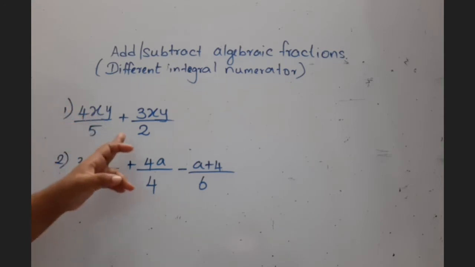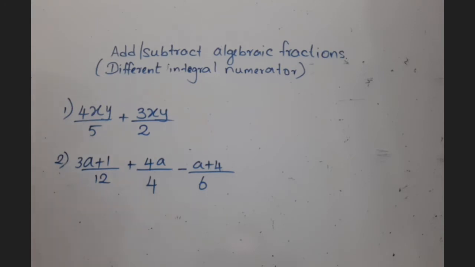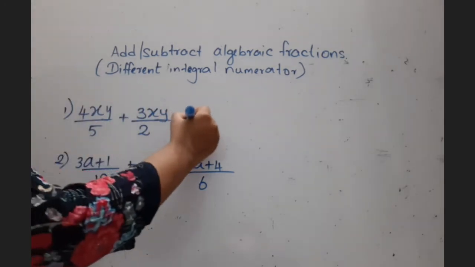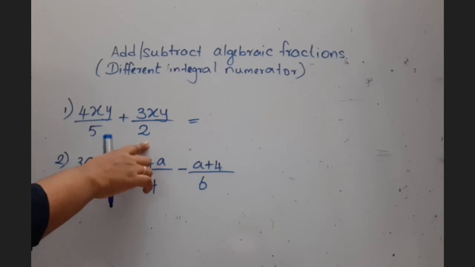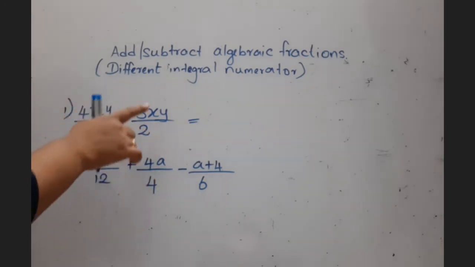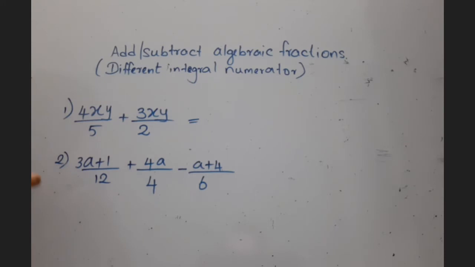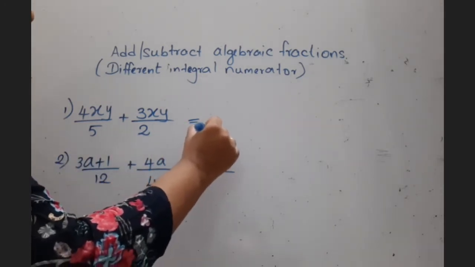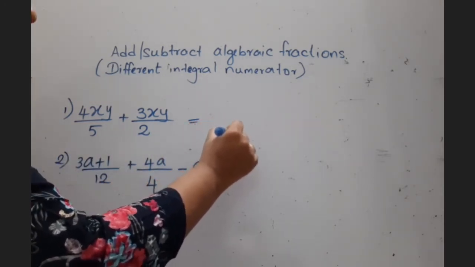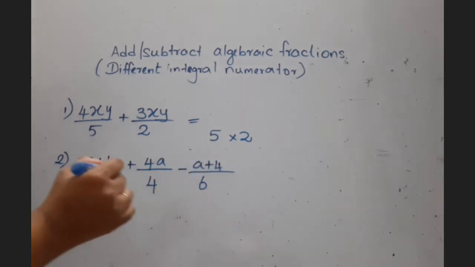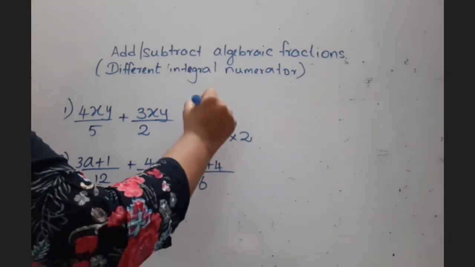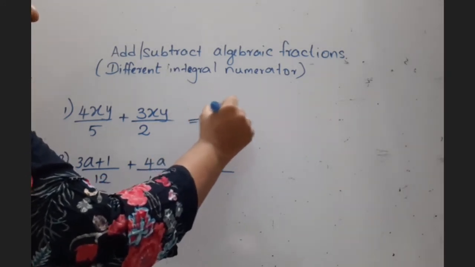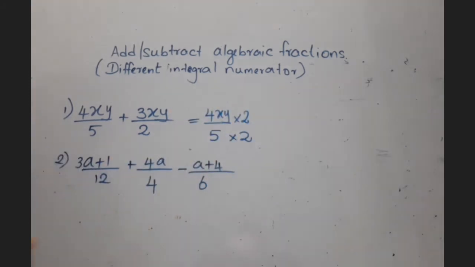For 5 and 2, what will be the LCM, the lowest common multiple? It is going to be 10. So we are going to make the denominators 10 here. In accordance with equivalent fractions, we should multiply by 2 in order to get the denominator 10. So we have to multiply the numerator by 2 as well. Can you remember that?